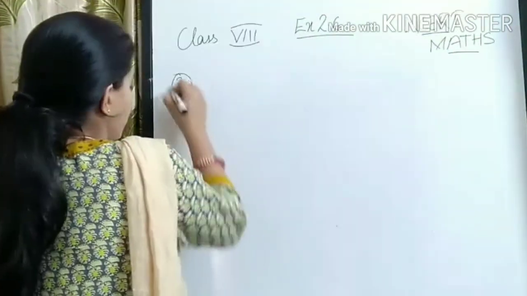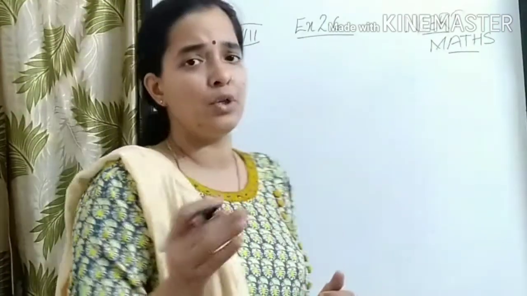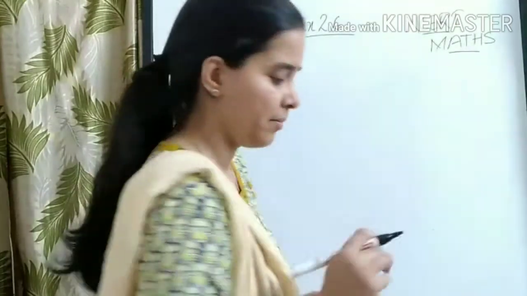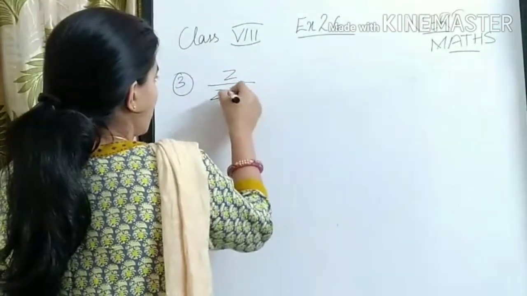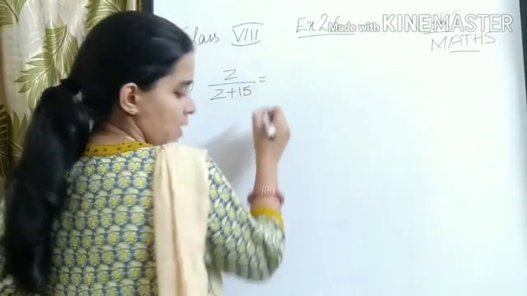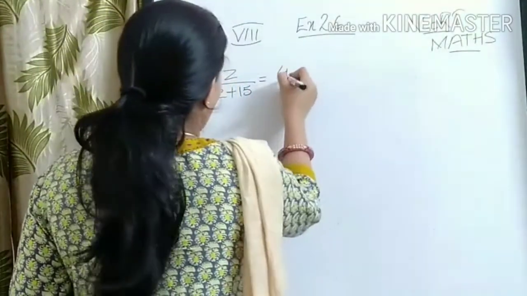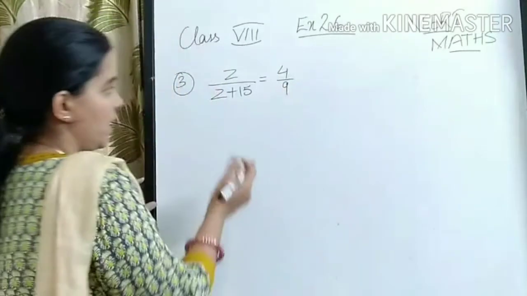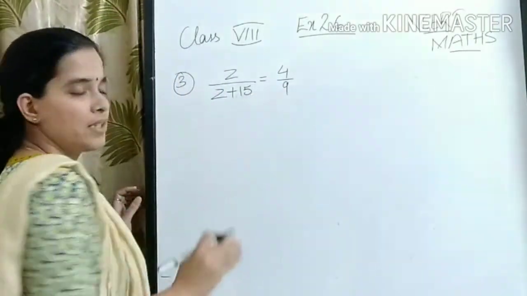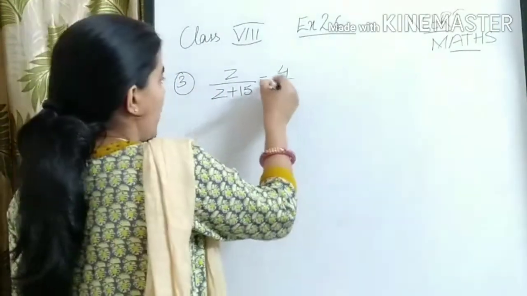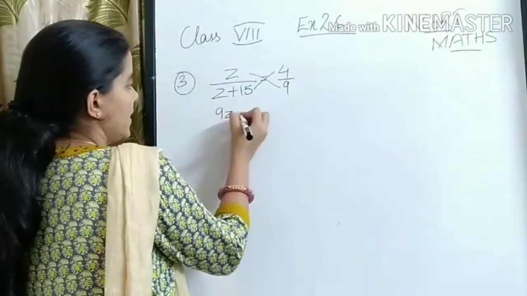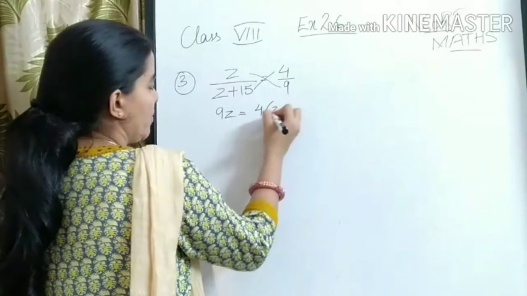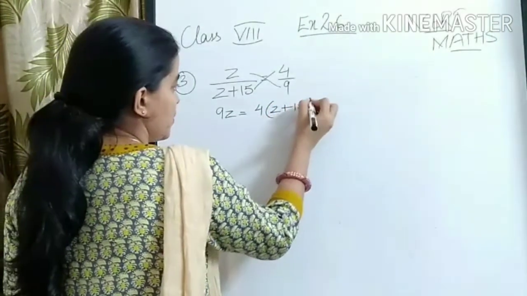I am taking question number 3, and these three questions, 1, 2 and 3, are similar. That is why I am taking one among them, and it is z upon z plus 15 is equal to 4 upon 9. As you can see, there are single terms on both sides, so we have to do the cross multiplication. So it will become 9z is equal to 4 multiplied by z plus 15.